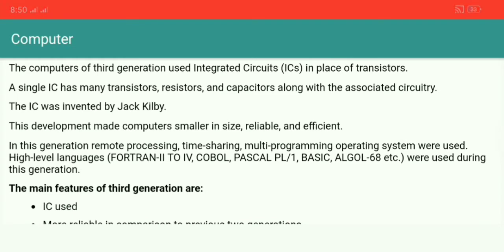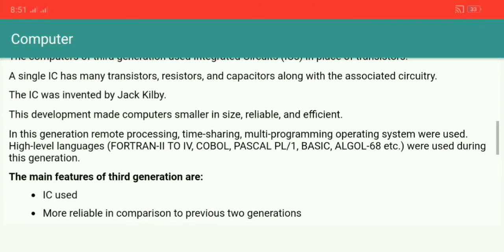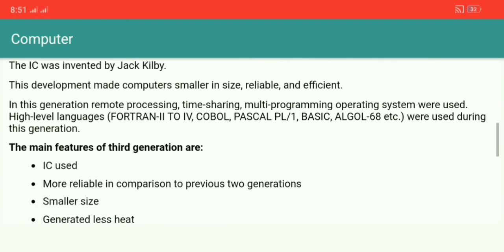This development made computers smaller in size, reliable, and efficient. In this generation, remote processing, time sharing, and multi-programming operating systems were used. High-level languages, Fortran 2 to IV, COBOL, Pascal, PL/1, BASIC, Algol-68, etc. were used during this generation.